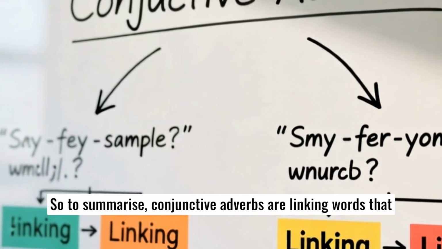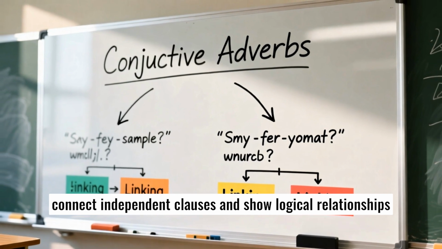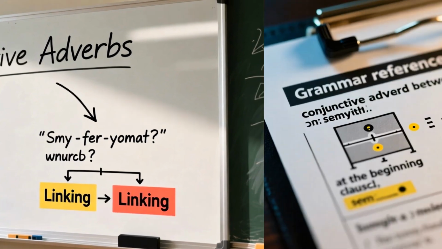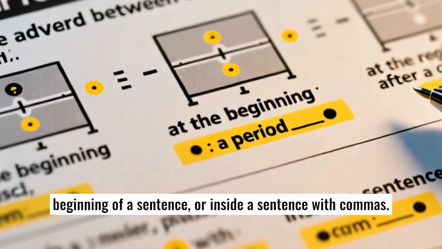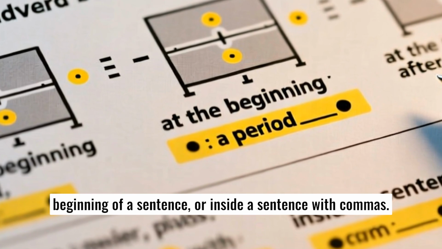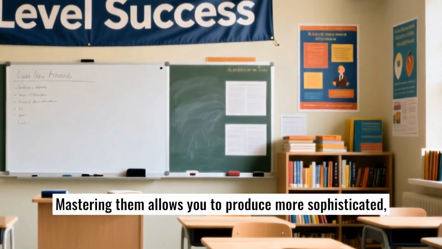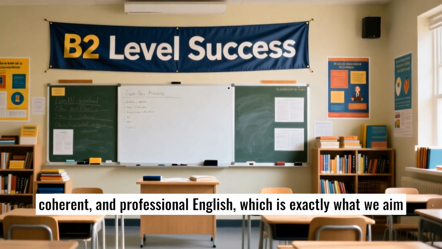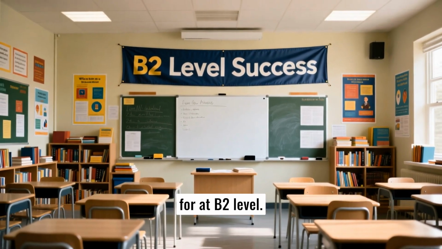So, to summarize, conjunctive adverbs are linking words that connect independent clauses and show logical relationships between ideas. They can appear between clauses with a semicolon, at the beginning of a sentence, or inside a sentence with commas. Mastering them allows you to produce more sophisticated, coherent, and professional English, which is exactly what we aim for at B2 level.